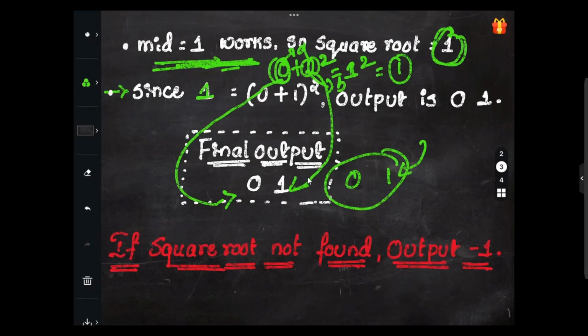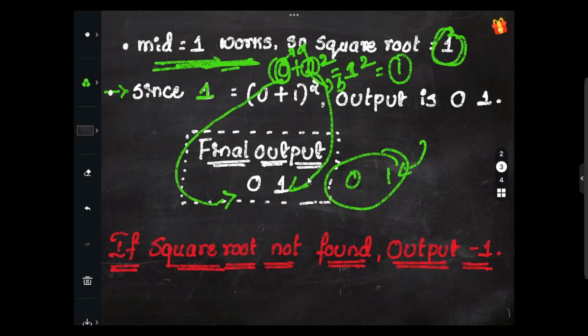I insist you try out the fourth and fifth examples. For the second and third examples, you will get -1, so you can try that out as well. a plus b whole square cannot be formed with the input that they have given, so if we don't get the a plus b that forms the square root, then we have to return -1. Try the fourth or fifth example so that you understand the question clearly. I have shown you the first example here, and we got the output 0 1.